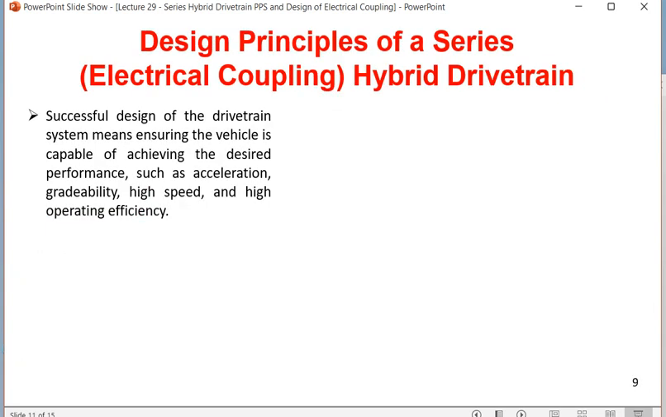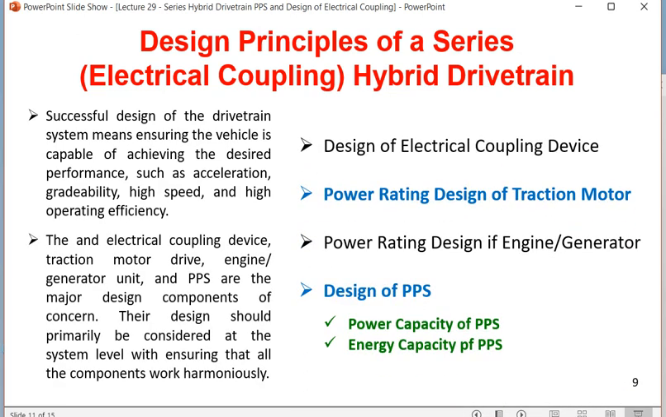Let us see now design principles of a series hybrid electrical coupling drivetrain. So successful design of the drivetrain. So what is drivetrain? Drivetrain is nothing but the combination of two powertrains. So there is an engine generator powertrain, there is a battery powertrain. Together they are producing the drivetrain. So series electrical coupled hybrid drivetrain.